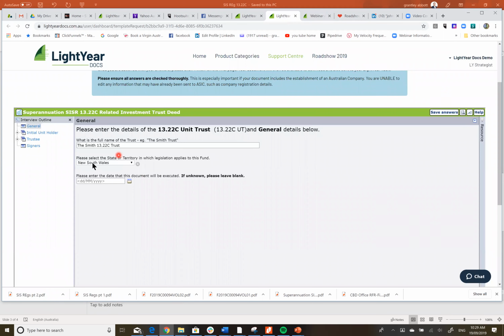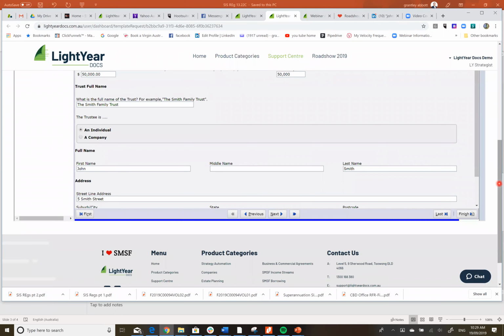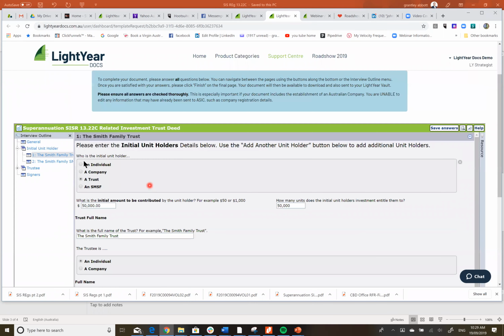So 1322C Trust, New South Wales. I don't know the exact date that I'm going to sign it, so I can leave it blank and insert that a little bit later on. I then go to the next, and then what we do is, who are the initial unit holders? So I've got the trust, the family trust, and I'll just put in, remember, I did 350, and I need to work out the unit price. I could do $10,000 units, but it's better to do 350, particularly if I'm transferring them in.